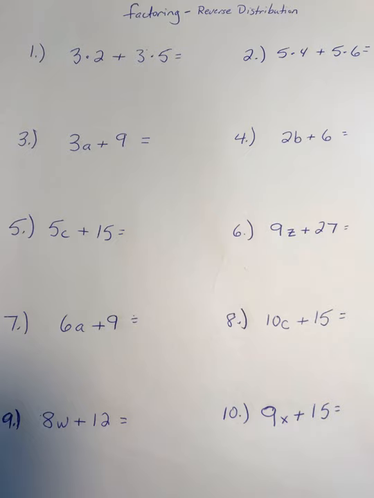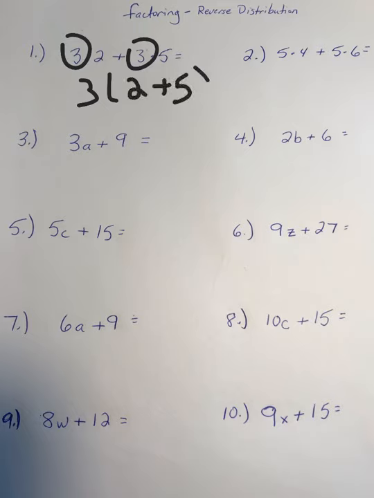For the first one, you just find something that's in common between the two. There's a 3 here and a 3 here. You can pull that out, so this would be 3. What's left over? The 2 plus the 5. So this would be 3 times 2 plus 5. If it works out, it's just 3 times 2 and 3 times 5.